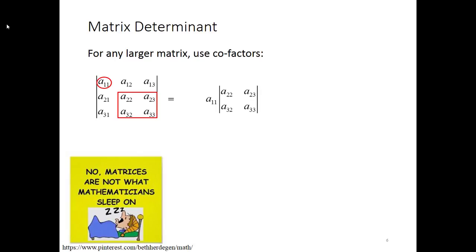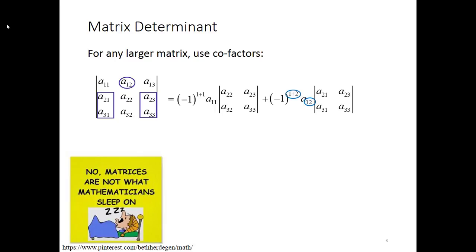In order to use that, we take the term A11 and multiply it by the determinant of the cofactor. So that's A22, A23, A32, A33. But then we need to pre-multiply it by -1 to a power. And the power is the sum of the row and column number for the original term A11. So in this case, it's -1 to the 1 plus 1 power. Of course, that's just 1.